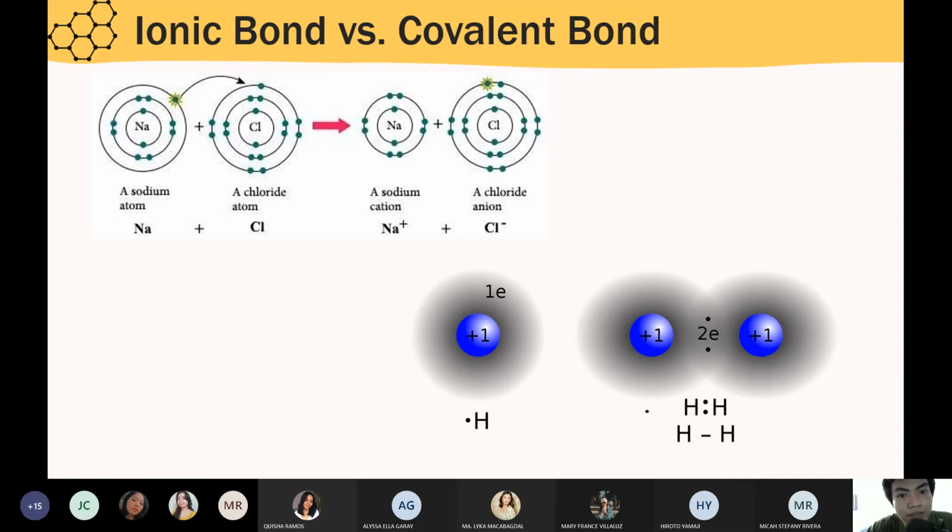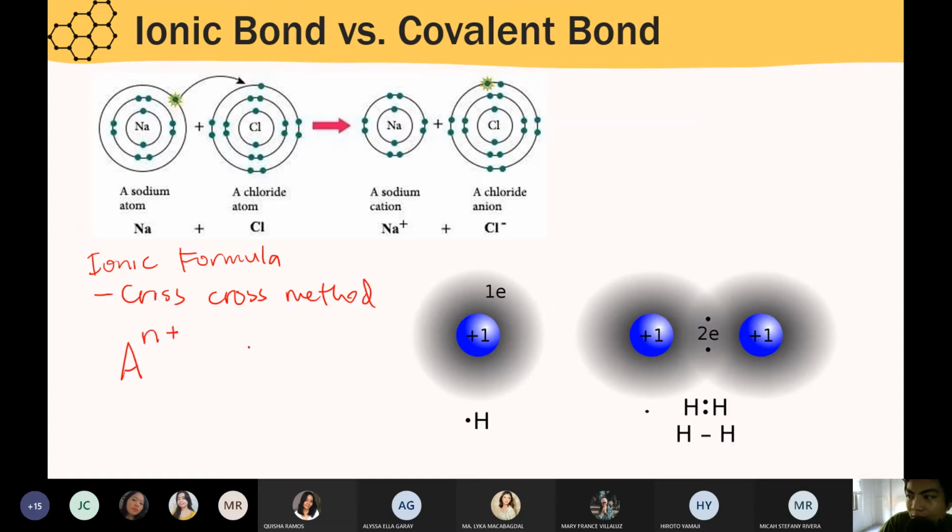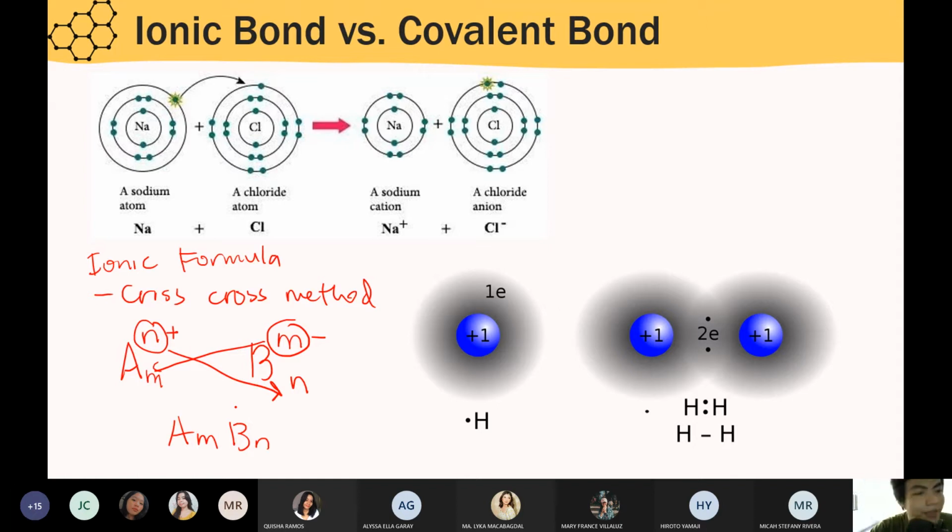Now, since tapos na tayo with the formation of ions, and we already discussed the determination of their ionic formulas, when you want to determine the ionic formulas, all you have to do is the crisscross method. For example, you have your cation here, and then you have your anion here. All you have to do is bring this charge down there, bring this charge down there. So your general formula would be like this. If you can reduce this to lowest term, then that's better. Since we already have an idea on how ionic bonds are formed, let us now proceed with the way we name them.